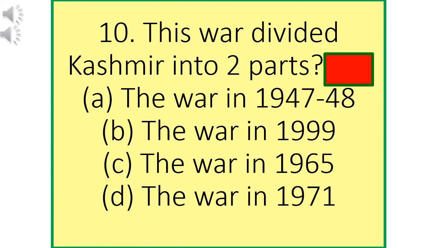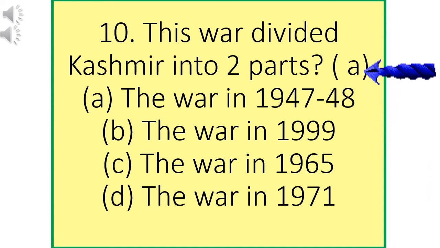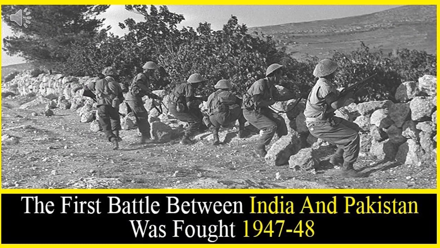This war divided Kashmir into two parts: A. The war in 1947-48, B. The war in 1999, C. The war in 1965, D. The war in 1971. The correct answer is A, the war in 1947-48. The first battle between India and Pakistan was fought in 1947-48.